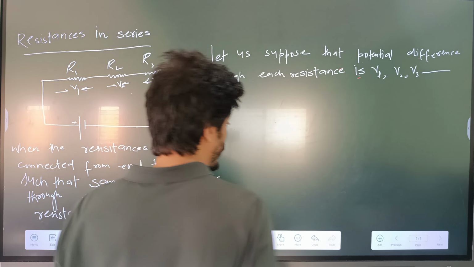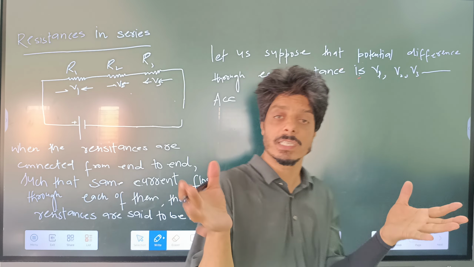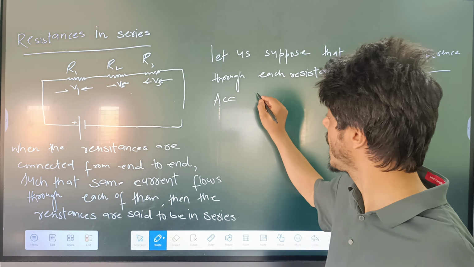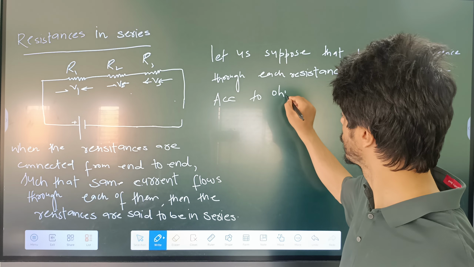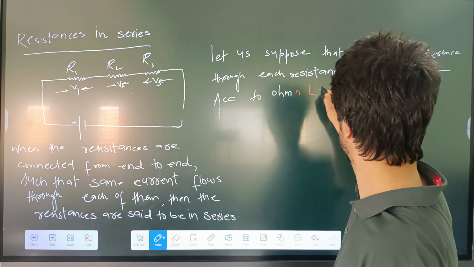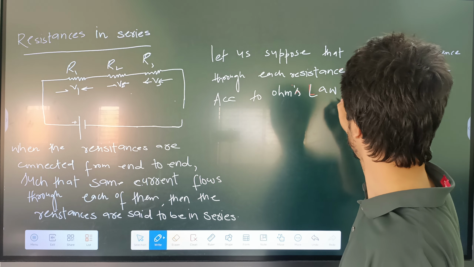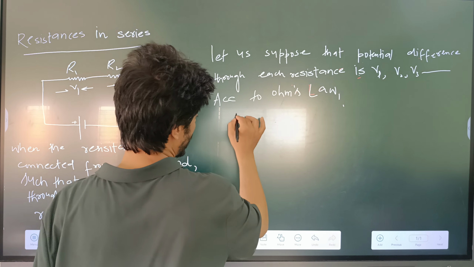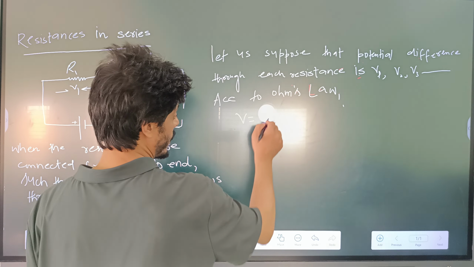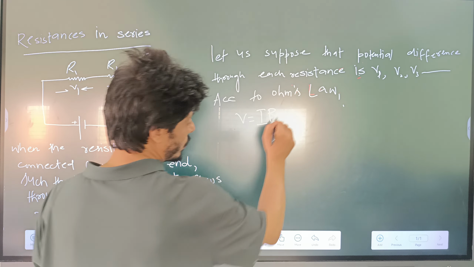Now let us apply Ohm's law. What is the statement of Ohm's law? According to Ohm's law, V is equal to IR. So this is Ohm's law.